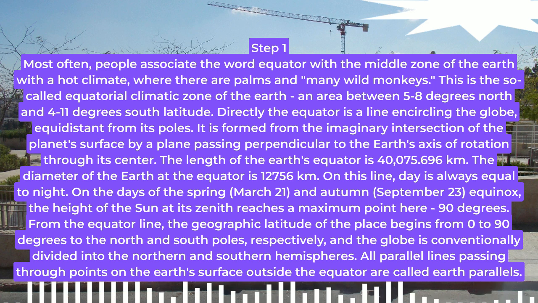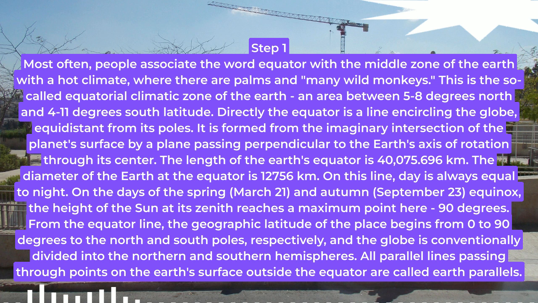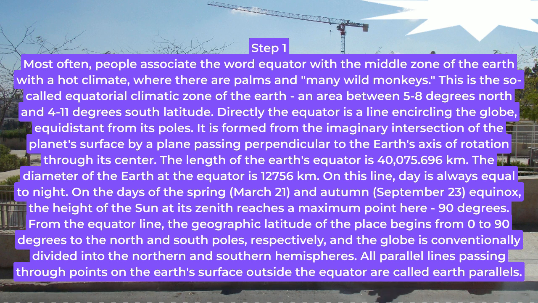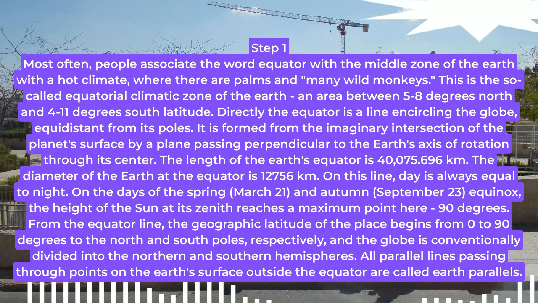The length of the Earth's equator is 40,075.696 kilometers. The diameter of the Earth at the equator is 12,756 kilometers. On this line, day is always equal to night. On the days of the spring, March 21st, and autumn, September 23rd, equinox, the height of the sun at its zenith reaches a maximum point here, 90 degrees.